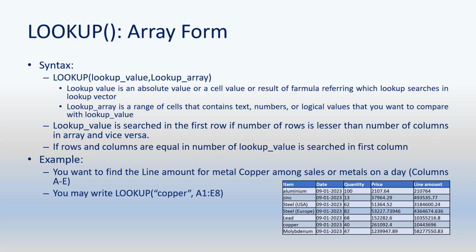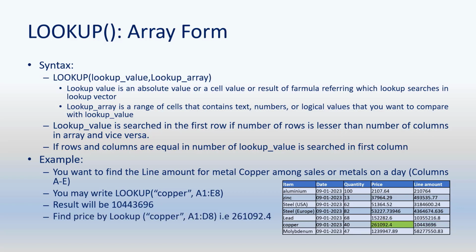Once you find the row of the lookup value, you need to find the corresponding value in the extreme column, that is column E. So in the column E, you will find out what is the corresponding value because the range is from row A to row E. The result will be 10443696.